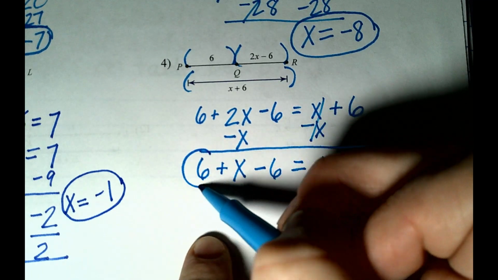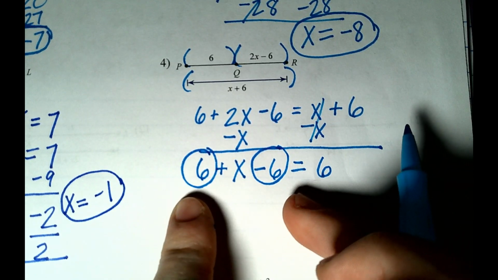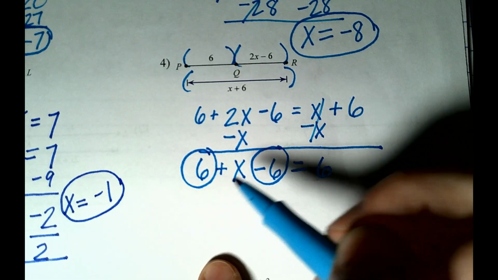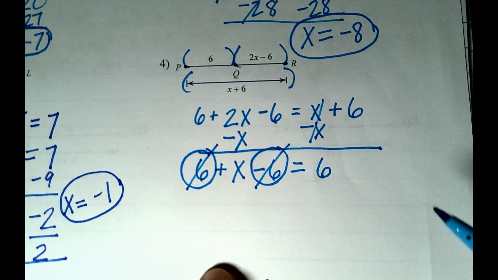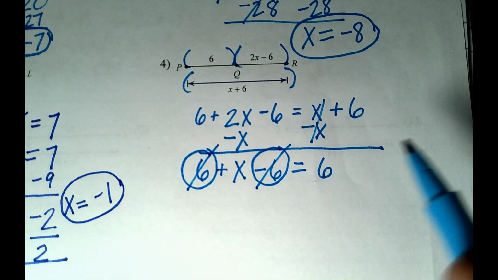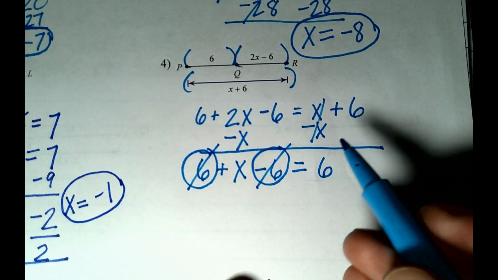6 minus 6, combine these, they equal 0. 6 minus 6 is 0. So really, these cancel out on the same side, so we can just mark them off. There would be no reason to write 0 plus x. The 0 is not necessary.